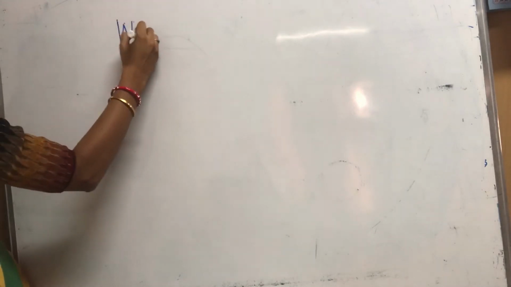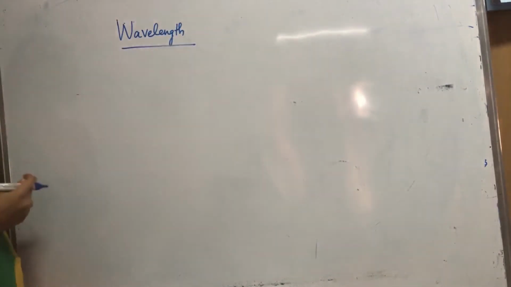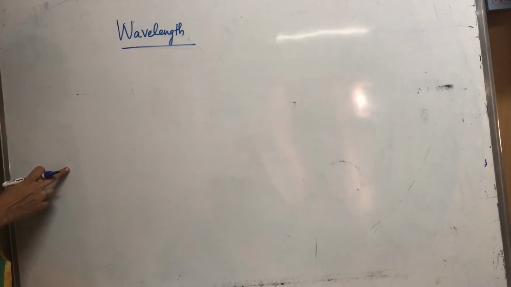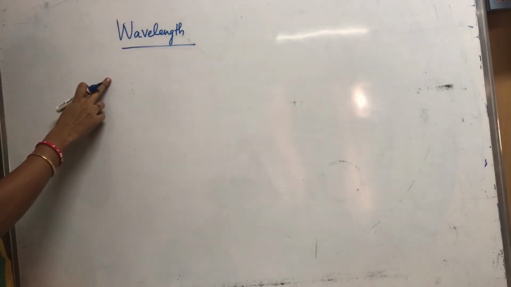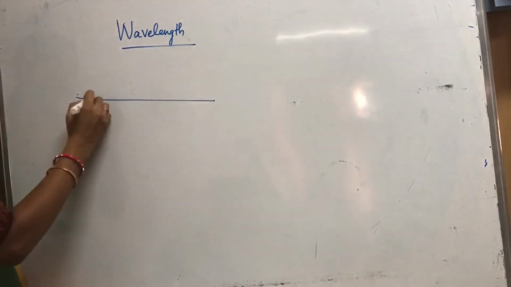Good morning to everybody. In today's topic, we are going to see about wavelength. Wavelength is one of the important characteristics of a signal traveling through a transmission medium. In data communication, we often use wavelength to describe the transmission of light in an optical fiber.